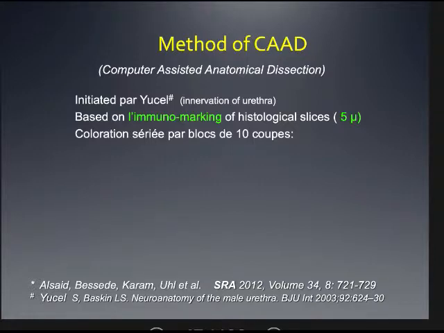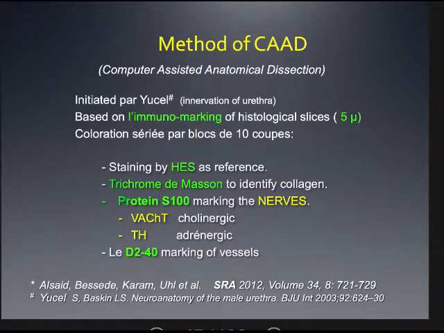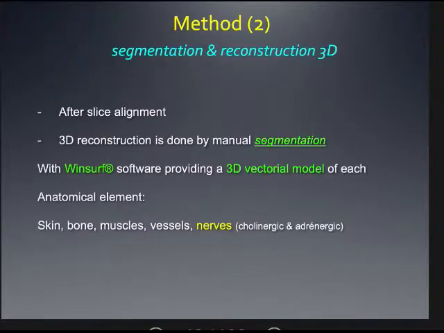was initiated by Hussel and is the use of immunomarking of the histological slices. So we make very thin slices, we make a series of slices with a block, and each of these blocks has a different staining. We have a reference staining, we can have a trichrome of Masson, and we have 3 different specific stainings, one for the nerves, protein S100, you see for cholinergic and adrenergic nerve, and one specific for the vessels, D240.